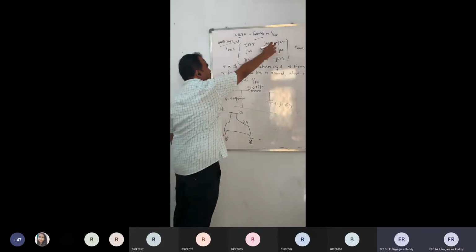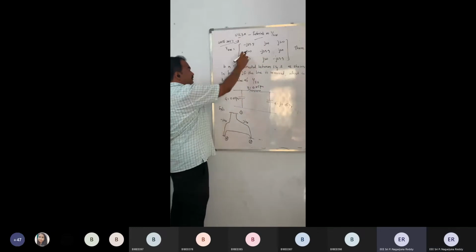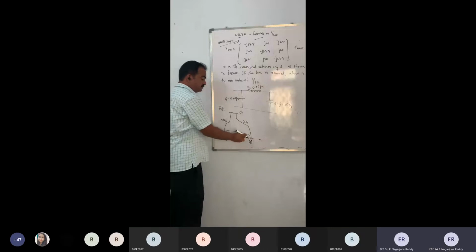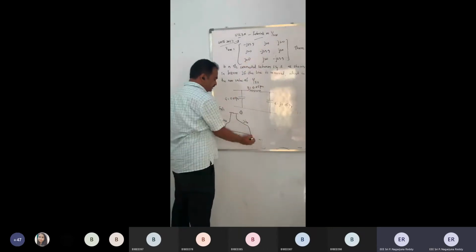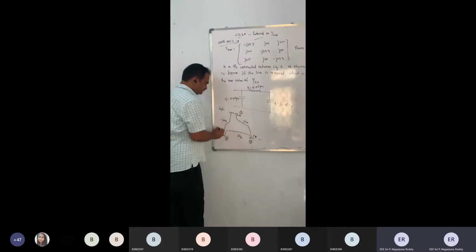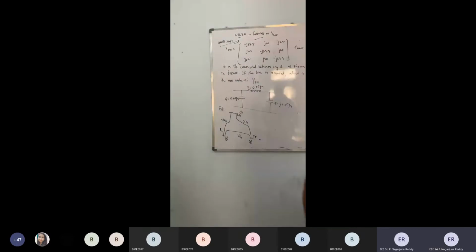Apart from this, 1, 3, it is also -j20. And 2, 3 also -j20. But the summation of these two is -j40, which is not this value, which means that there is something else at all these buses, which means that all these lines are having line charging admittance. Will you agree with me?